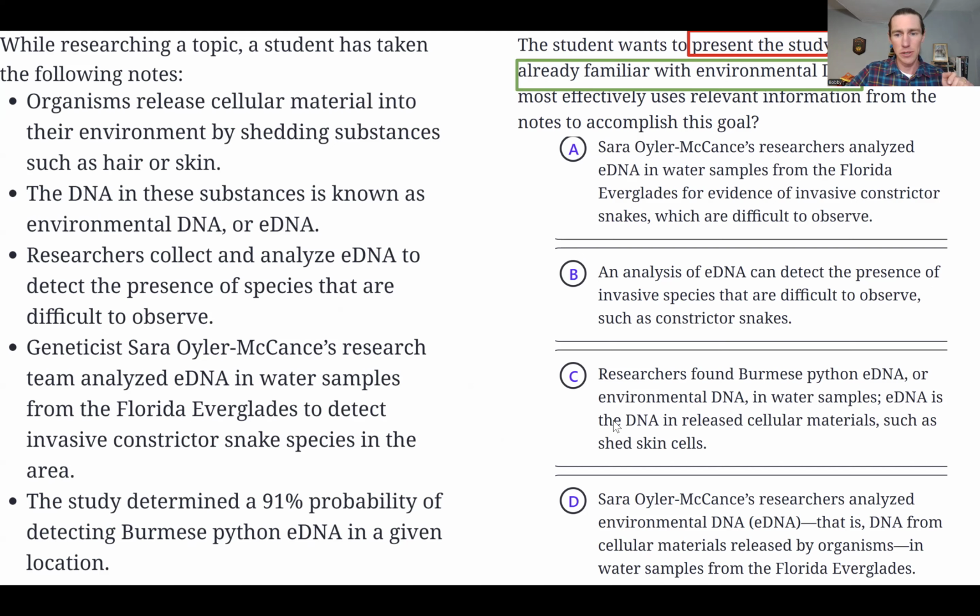If you go to C, researchers found the Burmese python eDNA, or environmental DNA, in water samples. eDNA is the DNA released. Do you see what they're doing in C is they're giving a definition. We can't have that, so C has to be wrong. Finally, let's go to D. This person's researchers analyzed environmental DNA, eDNA, that is, DNA from cellular materials released by organisms. Again, they're giving us a definition. And if the audience is already familiar, we cannot have a definition. So we would eliminate C and D because they violate the already familiar part where you can't give a definition. B doesn't present the study, therefore A would be the correct answer.